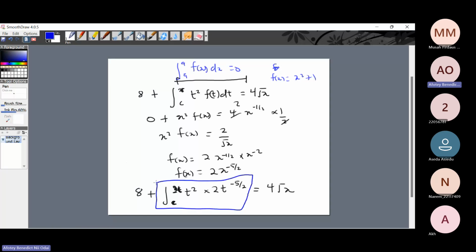Please take note of what you are doing and say, okay, let c be equal to x. Let the value you don't know be the value you know. You don't know c, but you are having two variables. c is just representing a definite unknown value. So when c is equal to x, we get the integral from c to c of t squared times 2 times t to the power negative 5 on 2. Yeah, we can simplify this.